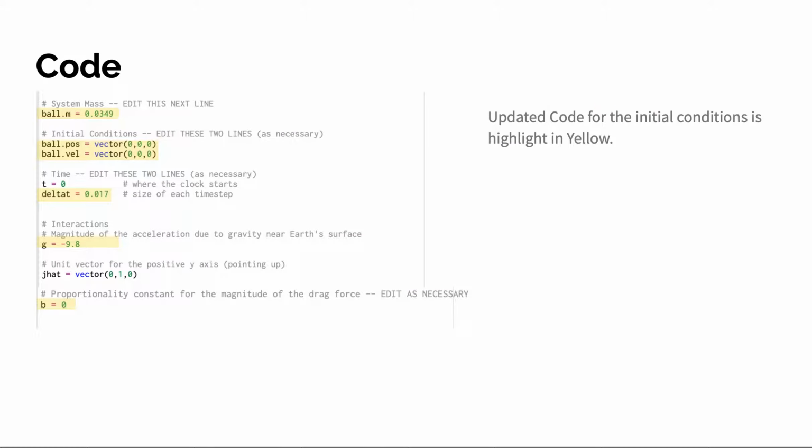The initialization of the code was done by setting the ball's mass, the ball's position and velocity vectors, and adjusting the time step of the code to 0.017, which matched that of the tracker video. G was set to negative 9.8, and because we were not including drag in this simulation, we set that to 0.